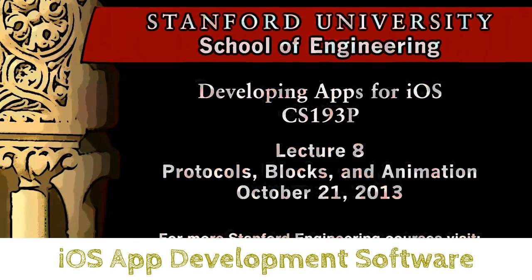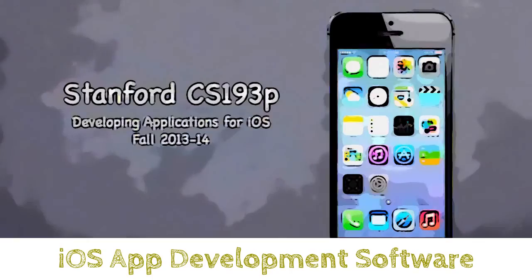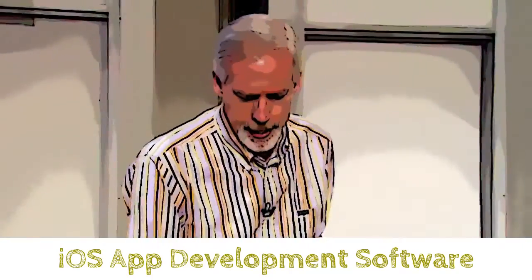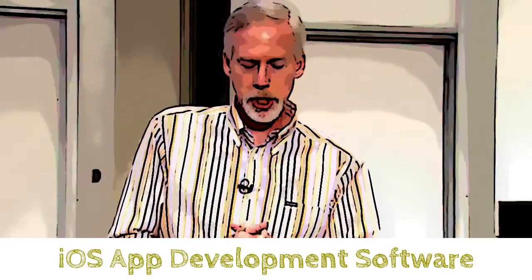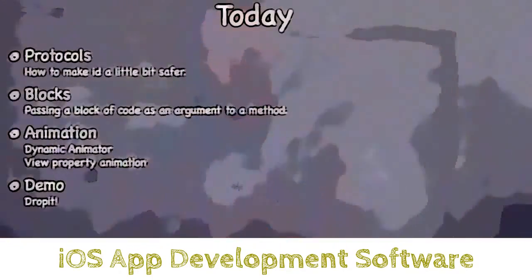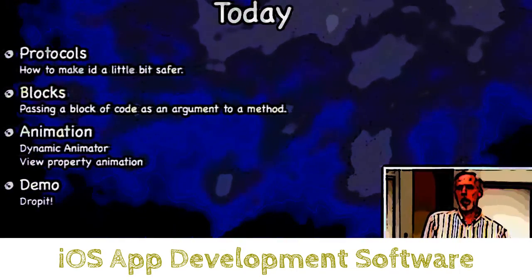Okay, well, welcome to lecture number 8 of Stanford CS 193P, fall of 2013 and 14. And today, we are going to talk about a couple of Objective-C things first, language features, basically, and then we're going to talk about animation. So animation is our topic of the day.